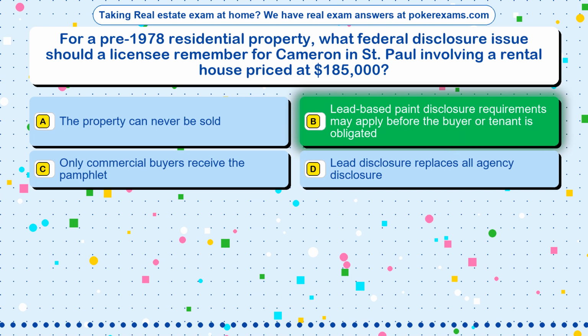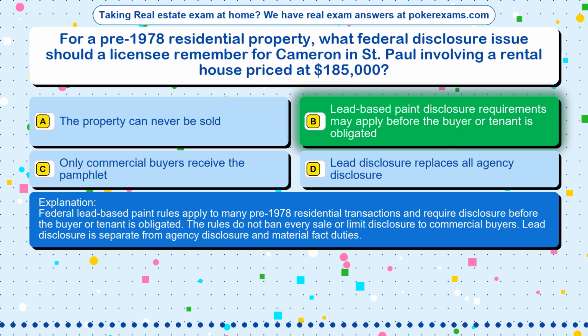The correct answer is option B. Lead-based paint disclosure requirements may apply before the buyer or tenant is obligated. Federal lead-based paint rules apply to many pre-1978 residential transactions and require disclosure before the buyer or tenant is obligated. The rules do not ban every sale or limit disclosure to commercial buyers. Lead disclosure is separate from agency disclosure and material fact duties.